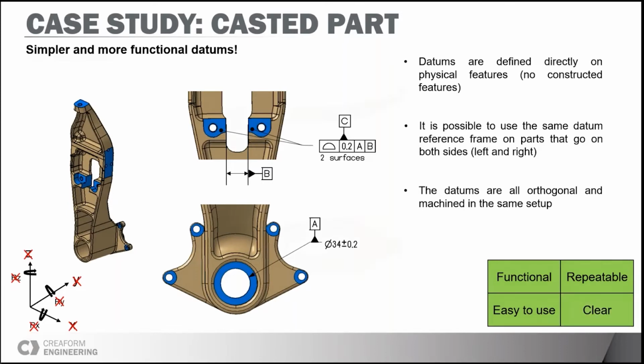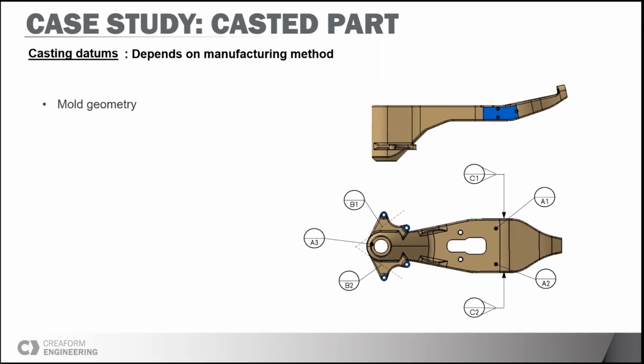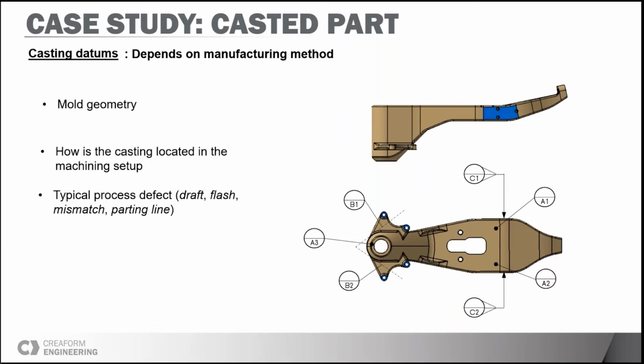To come back quickly to the fact that this was a cast part, it is important to say that we might have a second set of datums to control the casting. These datums will often be datum targets and look a bit like what you see on the screen. To define these datums correctly, it will be important to know how the part is manufactured. The important points we will look at include the geometry of the mold. We will also look at how the casting is located in the machining jig, and at the process defects. For example, if we have a parting line in our casting, we will try not to define datums directly on that geometry.